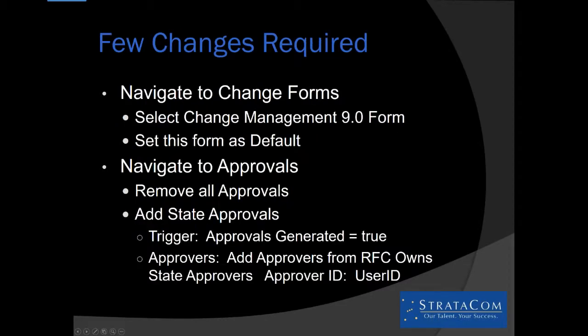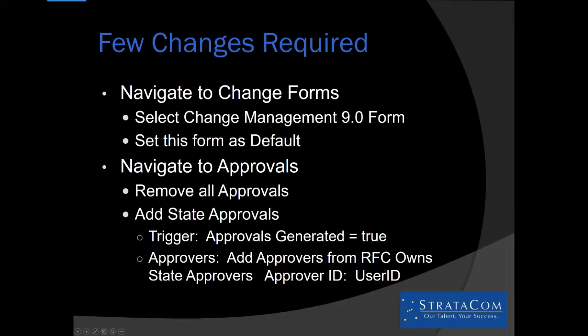So those changes required. First, you're going to navigate to the change forms, and you're going to look through the list of forms, and you're going to select Change Management 9.0 and make that form your default. That's the first option. Then you're going to navigate off to your approvals. You're going to remove all of the approvals that are listed in the out-of-the-box approval area, and then you're going to add state approvals. And the name should be state approvals. The trigger for that would be approvals generated equal to true.